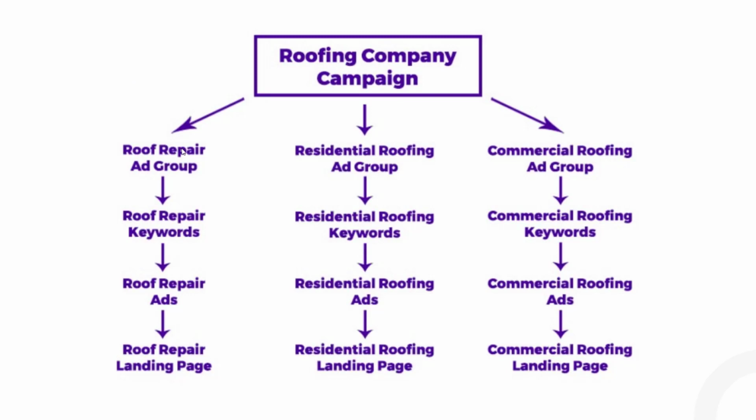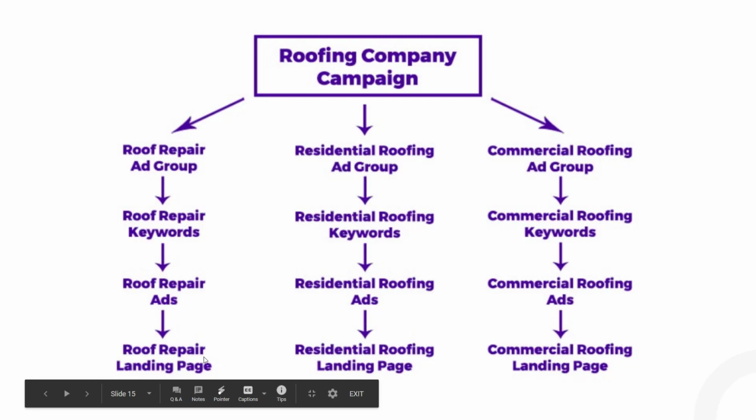Because if you do the keyword research, you're going to find people are searching for roof repair. So you take all those keywords, group roof repair into its own ad group, and you fill that ad group with all roof repair keywords. And then you show all those people searching for roof repair ads, and then you send those people to a roof repair landing page.